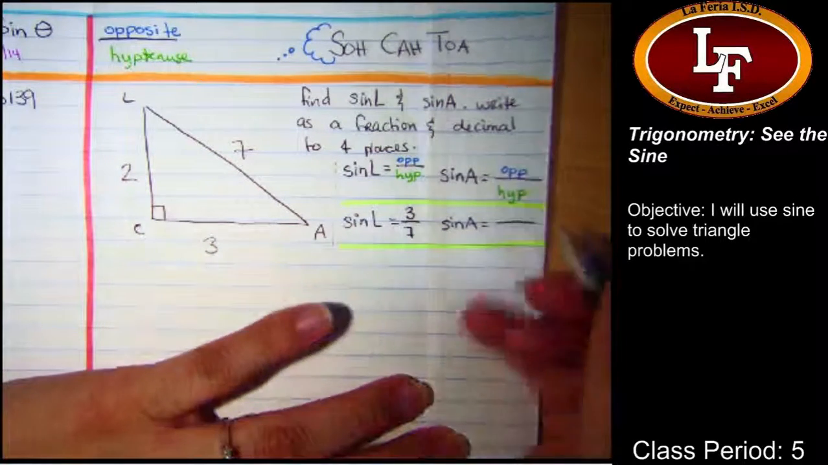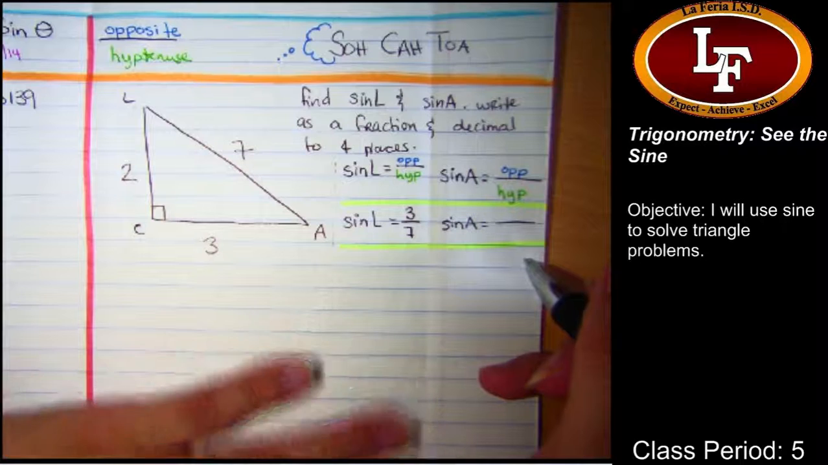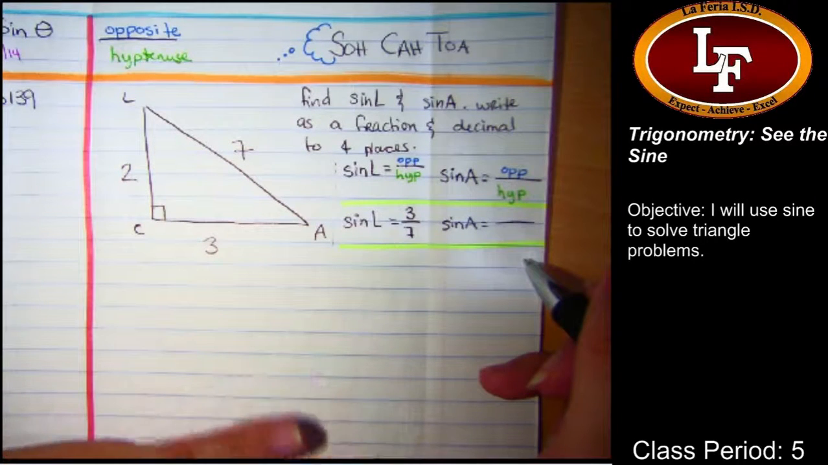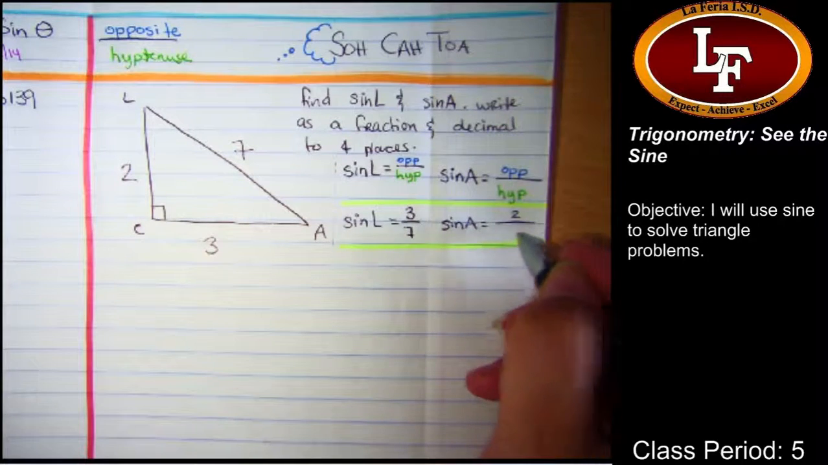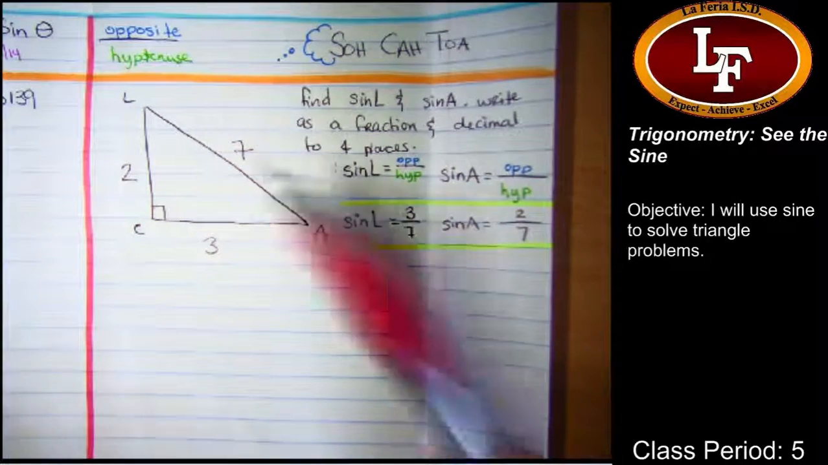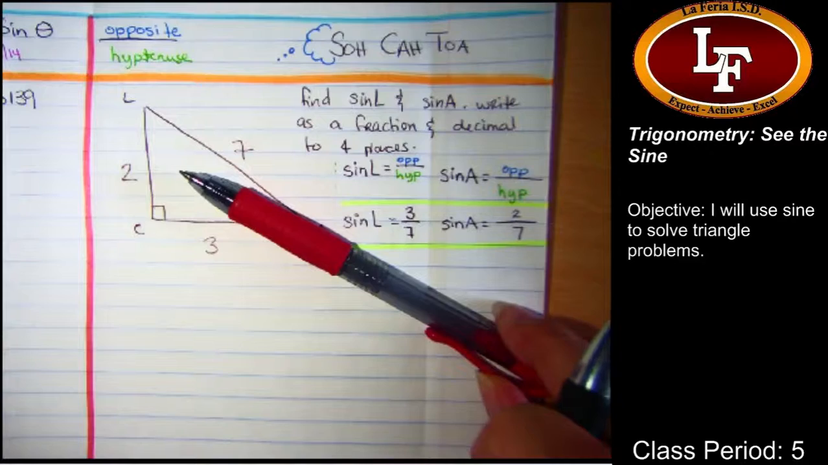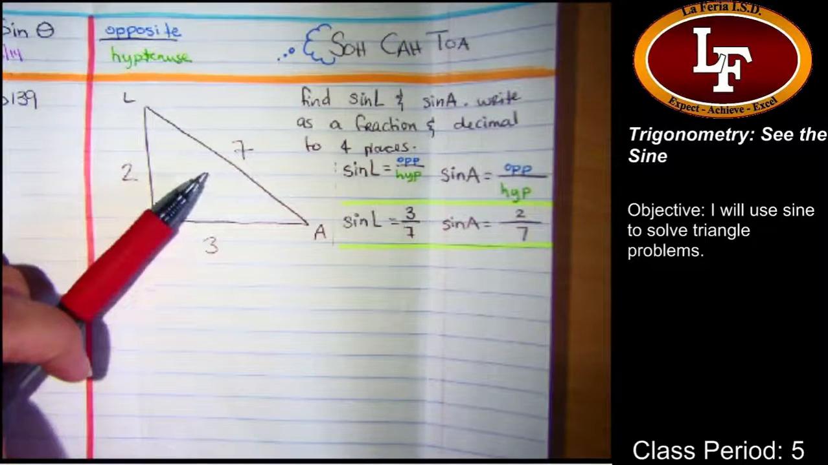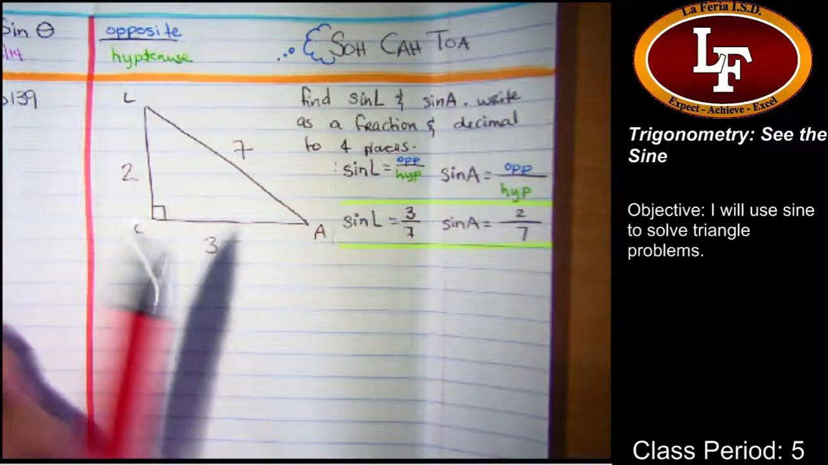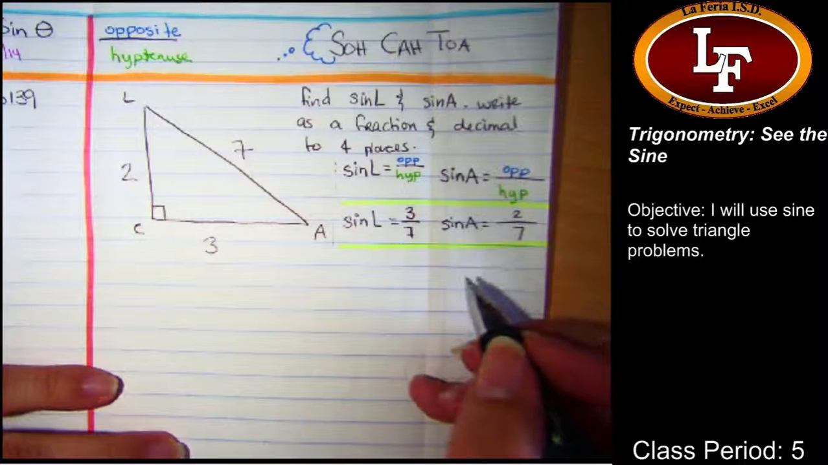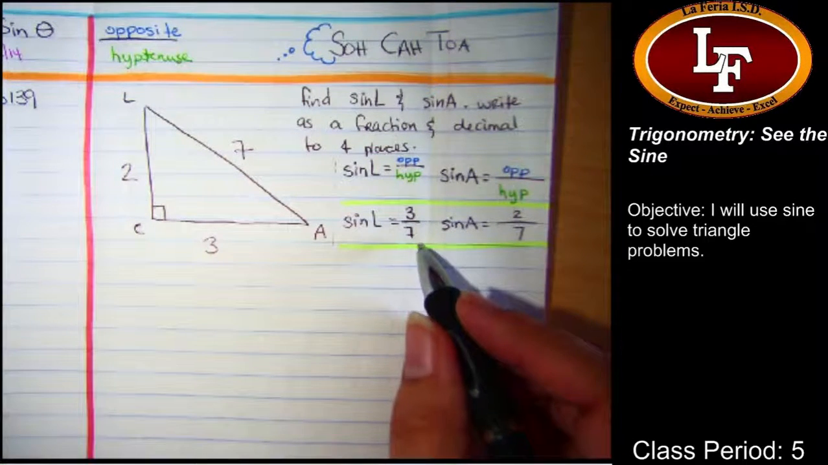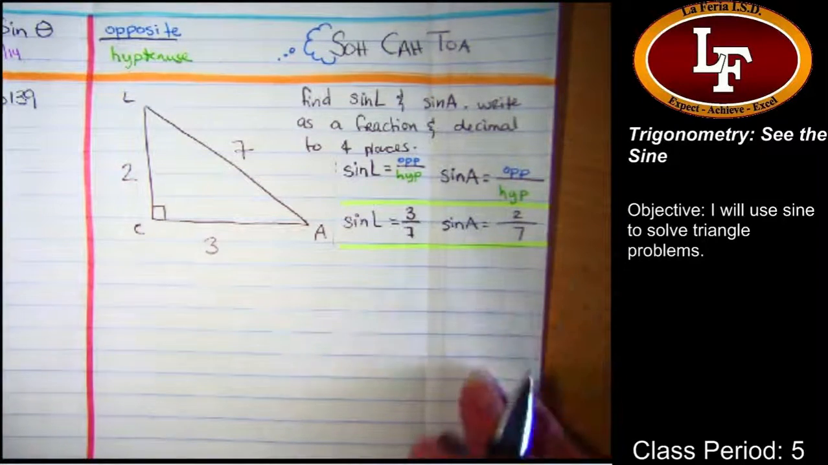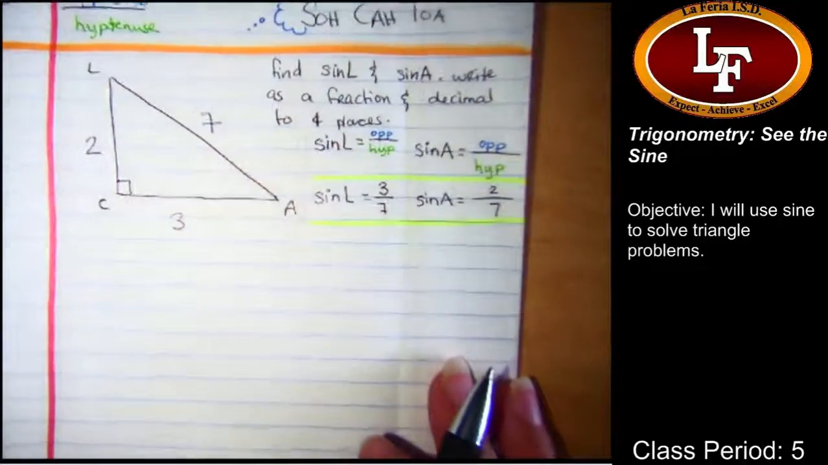All right, so what fraction did you get over here for the sine of A? 2 over what was it? 7. Yes, lovely. Because if I cover the A, I'm pointing at the 2. And if I cover the right angle, I'm pointing at the 7. Nicely done. All right, we have it in fraction form. Is it in simplest terms? Yes, so I don't need to do any kind of reducing.